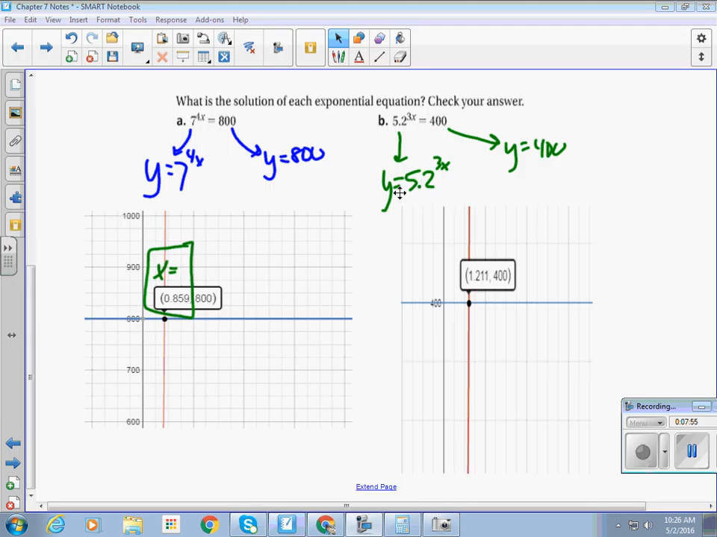So when you graph y equals 5.2 to the 3x and y equals 400, they intersect at x equals 1.211. And so the answer is x equals 1.211. I know there's a y value there. We are not using it in the answer. If you throw down a comma 400, you're telling me that you think 400 is also an answer, and then I have to mark it incorrect, and it's sad Panda Day.